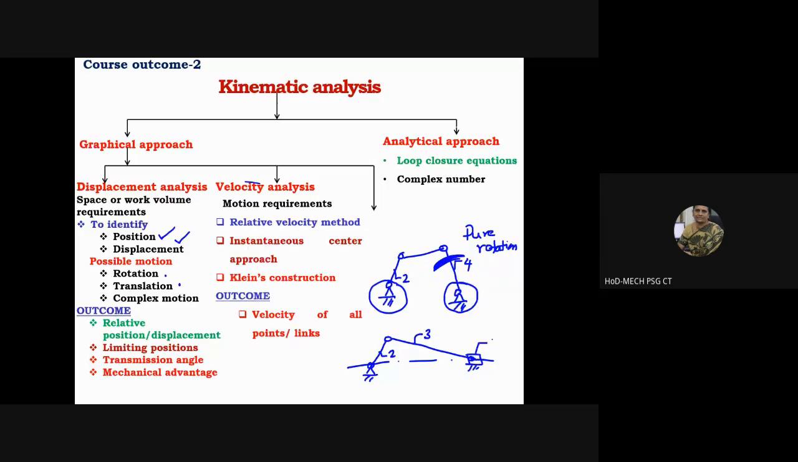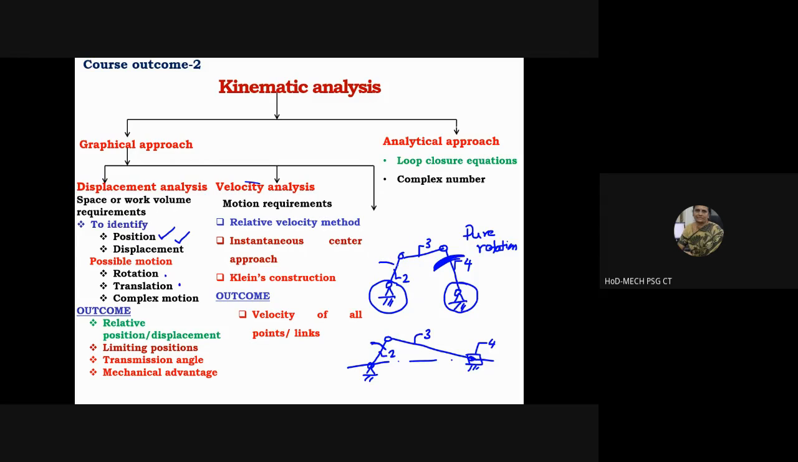What? A pure slider, this fourth link in the slider. Linear motion. Pure linear is pure translation. This will undergo pure translation. Here, link number 2, the crank, will have pure rotation. The slider will have pure translation.